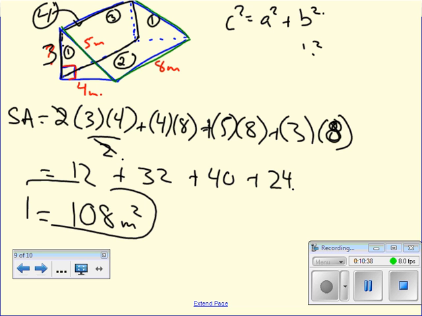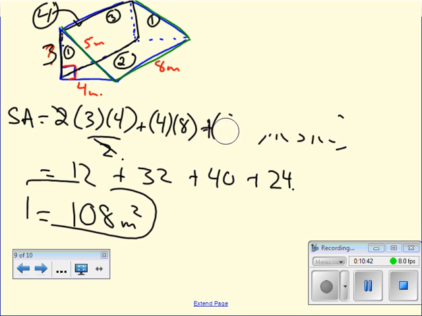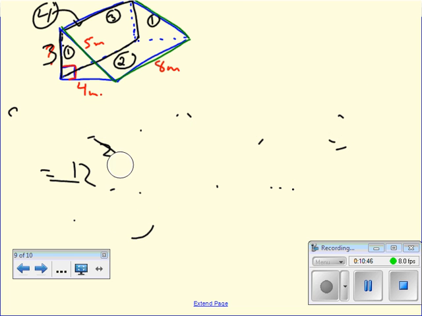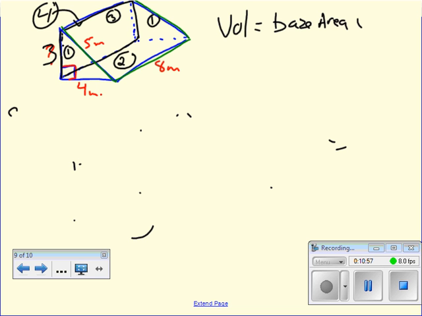My volume is slightly easier. I'm just going to erase part of this. My volume is the base area times the height. But since I have this triangular prism, I'm just going to have to divide that by 2, just like any triangle area.